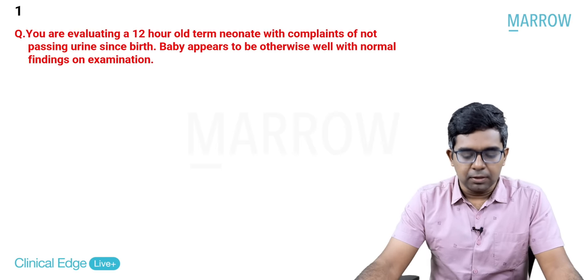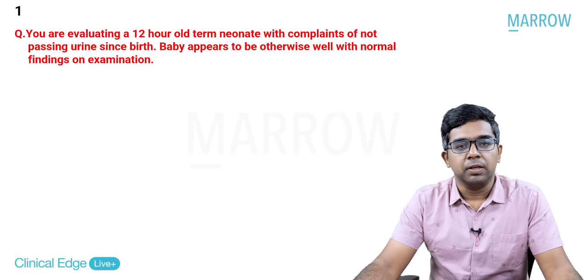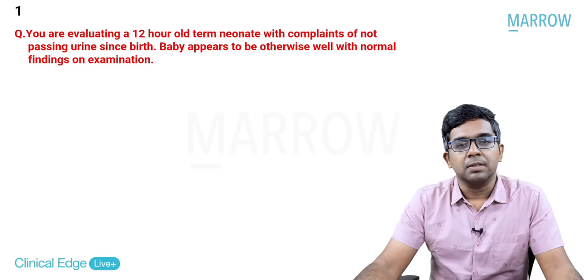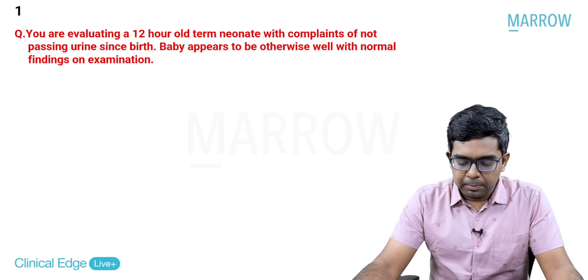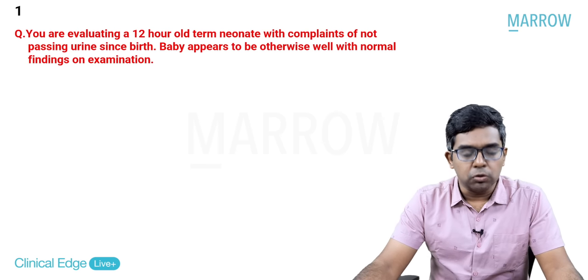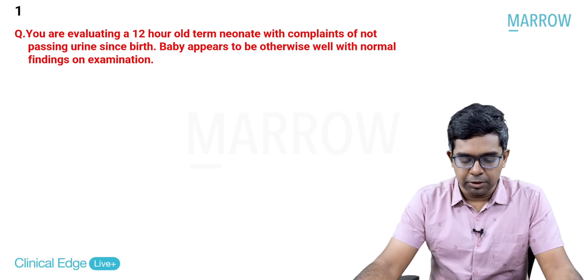We will discuss questions which are spread across the three sections of pediatrics, namely neonatology, general pediatrics, and systemic pediatrics as well. I will start the discussion with a few clinical vignettes in the section of neonatology. This will be the first question. You are evaluating a 12-hour-old term neonate with the complaint of not passing urine since birth. The baby appears to be otherwise well with normal findings on clinical examination.